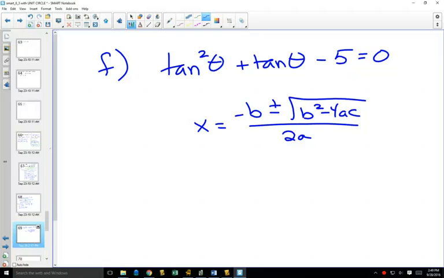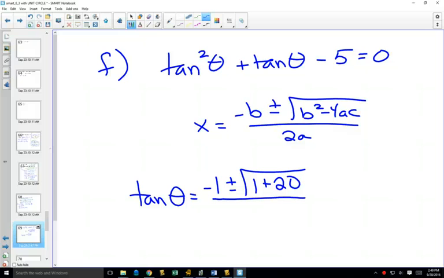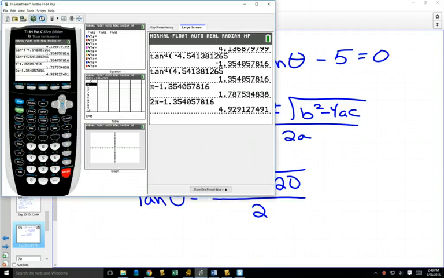But here, we don't have an x. What do we have instead of x? We have tan. So when we write out our solution, we'll write tan of theta equals negative b plus or minus the square root of b squared minus 4ac, which will end up being plus 20, over 2 times a, which is just 2.